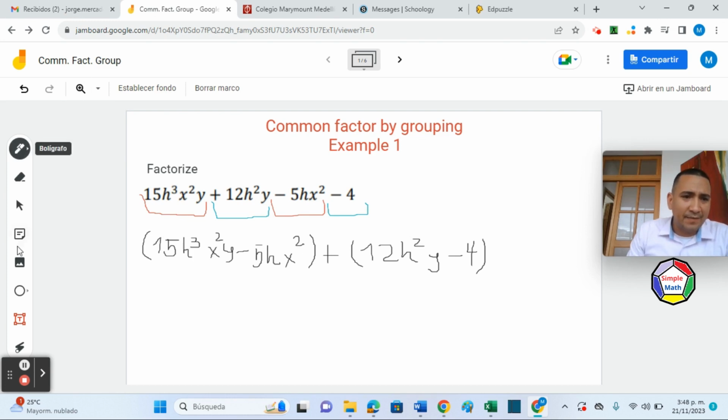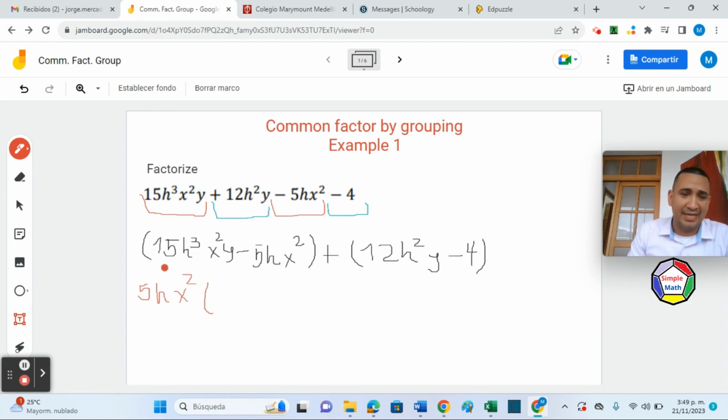So what is the common factor here? If you see, the common factor here is 5. Being 5 the biggest number, I can divide 15 and 5. And so we start writing the common factor. I will change it to red. So the greatest number I can divide 15 and 5 is 5. And then what happened with the letters? H exponent 3 and h, the common factor is h. X exponent 2 and x exponent 2 is x exponent 2. And what happened with y? Nothing, because here we don't have a y. So this is the common factor.